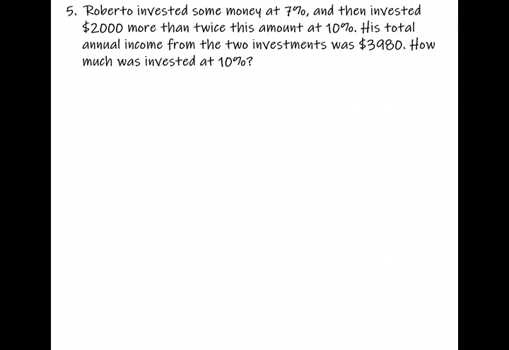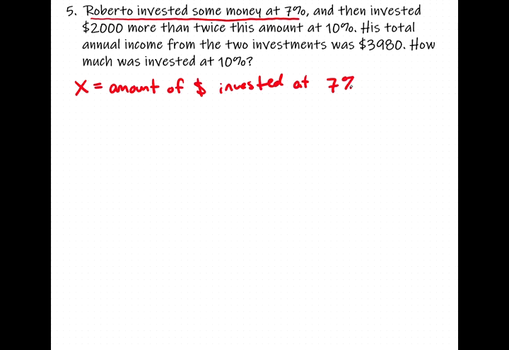All right, well, let's start off by identifying what's unknown in the problem and then assigning some variables. So, first sentence, Roberto invested some money at 7%. How much? Well, that we don't know. So let's give that a symbol. Let's say X is the amount of money invested at 7% and then invested some other money at 10%.